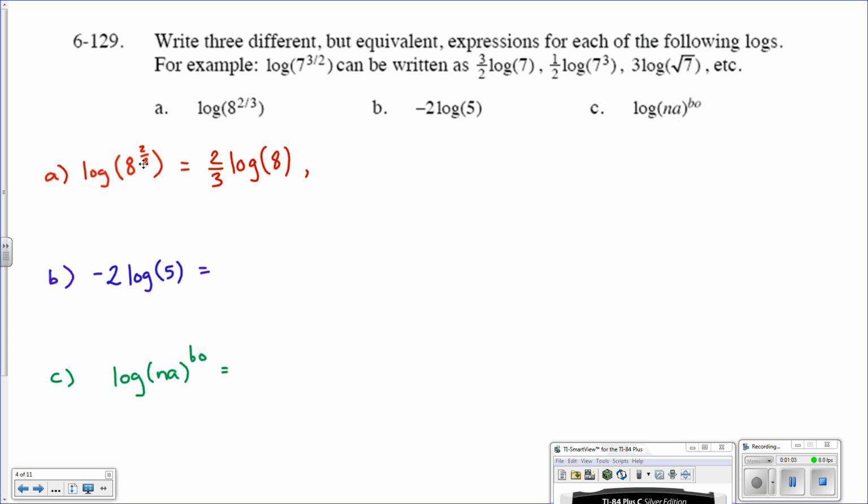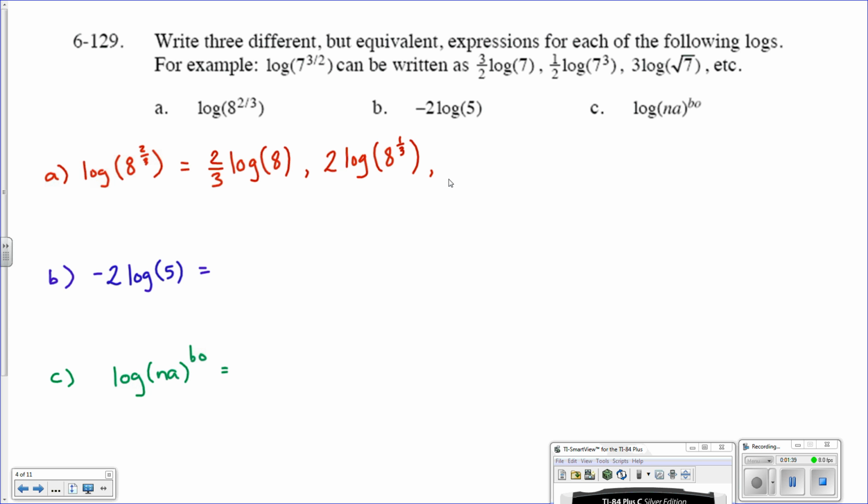We could also, instead of moving that whole fraction out there, break it up. We could say, let's treat the 2 only as an exponent. So our coefficient would become 2 times the log, or 2 log of 8 to the power of 1/3, which is the same thing as the cube root of 8. That'd be a second possibility.